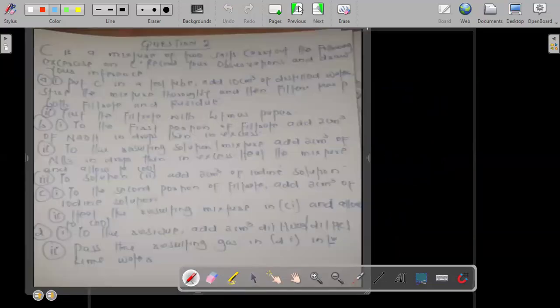I can bet it with you. This is what you will see: put C into a test tube and add 10 cm cube of distilled water. Stir the mixture thoroughly and then filter. Keep both filtrate and residue. This is the question you must get tomorrow, 100%. Question 1A, Roman figure 1. This is how they will set it. Now, if they set it like this, Roman figure 2 must follow suit: test the filtrate with litmus paper. So let's answer question 1A, Roman figure 1 first.